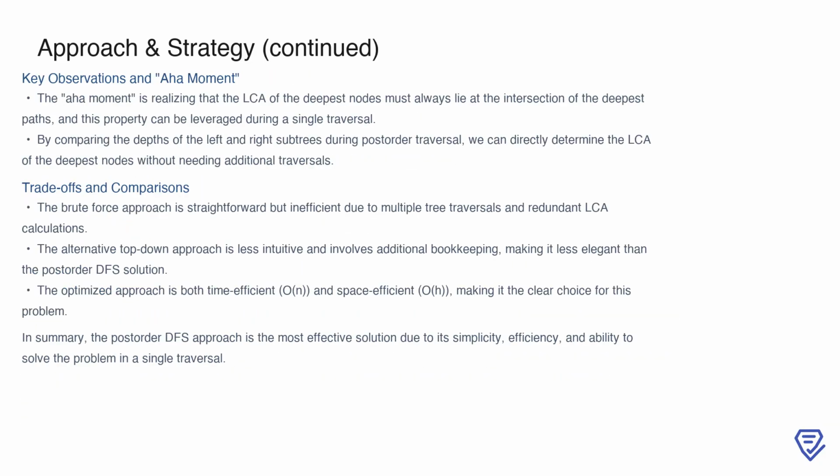The key insight for solving this problem lies in realizing that the LCA of the deepest nodes will always lie at the intersection of the deepest paths in the tree. This observation allows us to leverage the properties of postorder traversal to determine both the depths and the LCA in a single pass. By comparing the depths of the left and right subtrees during the traversal, we can directly identify the LCA without requiring additional steps.